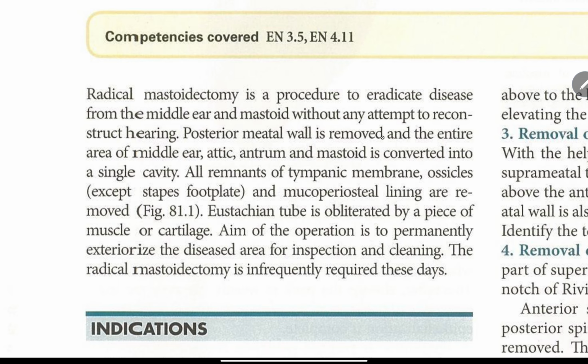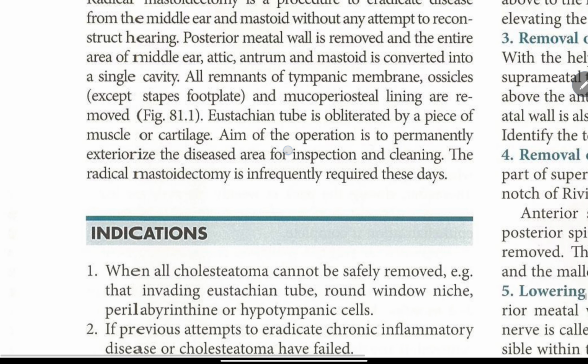Posterior meatal wall is removed and the entire area of middle ear, antrum, attic, and mastoid is converted into a single cavity. All remnants of tympanic membrane, ossicles, except stapes footplate, and mucoperiosteal lining are removed. Eustachian tube is obliterated by a piece of muscle or cartilage. Aim of the operation is to permanently exteriorize the disease area for inspection and cleaning. The radical mastoidectomy is infrequently required these days.